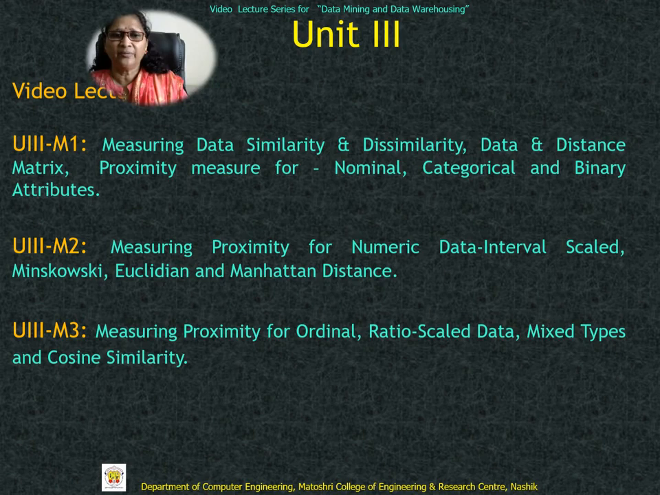There are going to be 3 video lectures for this unit 3. In the first, we shall learn about computing similarity and dissimilarity for nominal, categorical and binary attributes. In the second, we shall learn about computing similarity for numeric data attributes. Especially, we shall learn about Minkowski, Euclidean and Manhattan distance. And in the third, we shall learn how to compute proximity for ordinal, ratio scale and mixed type attributes, and we shall learn about cosine similarity.